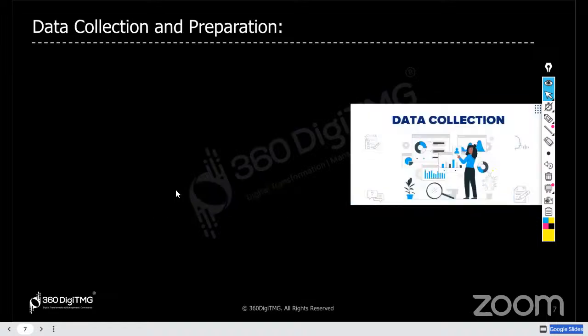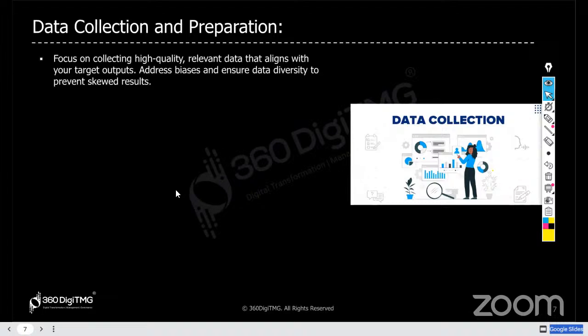So next comes data collection and preparation. You are getting ready to cook your favorite dish. In the world of AI, before we make something useful like a smart recommendation system or a cool image generator, we need to gather the right ingredients. In our case, we are dealing with data.